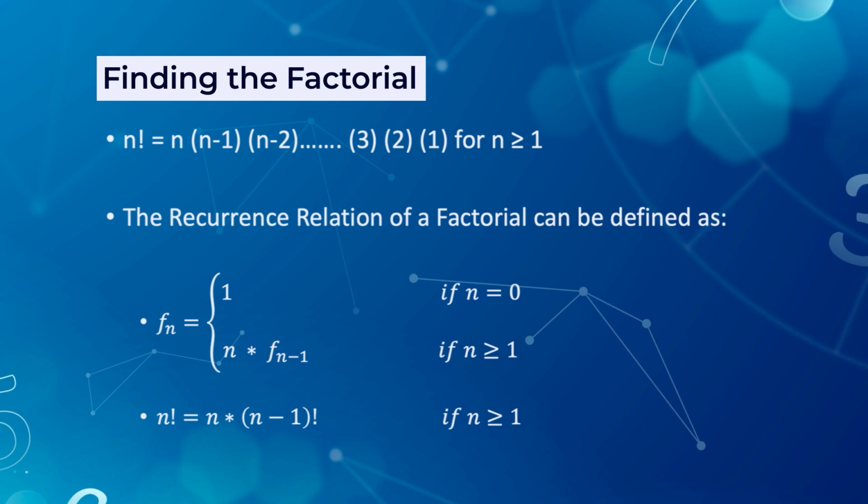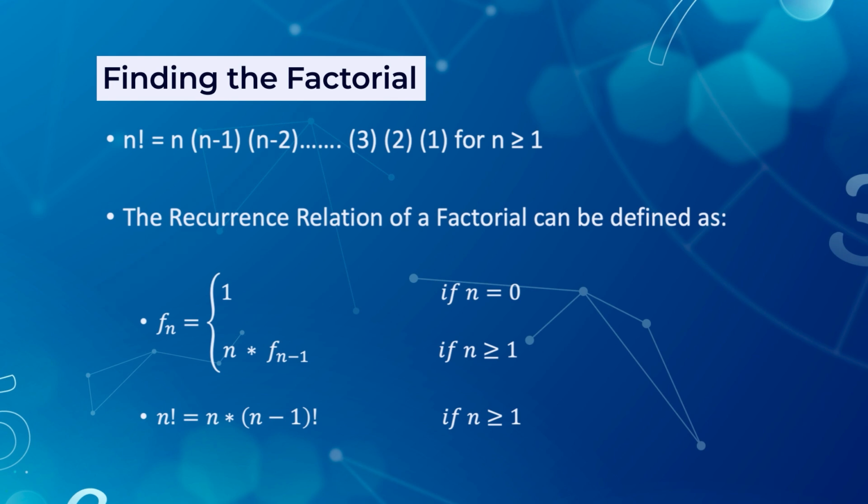So, that is the basic definition of the factorial as far as the recursive definition is concerned. Once again we repeat, n factorial is n into n minus 1 factorial, and the recurrence function representation for this is going to be, first the base condition: F(n) equals 1 if n equals 0, and F(n) equals n into F(n minus 1) if n is greater than or equal to 1.